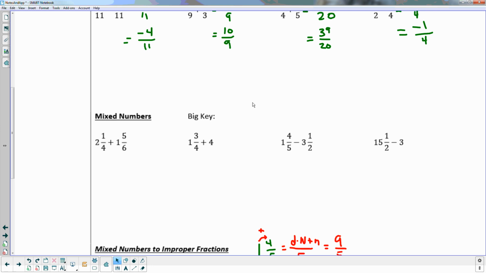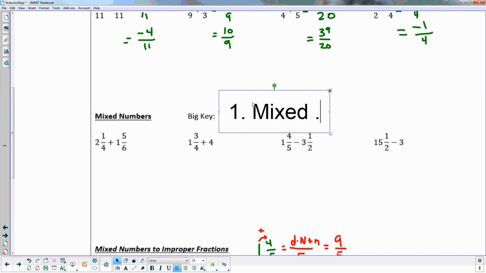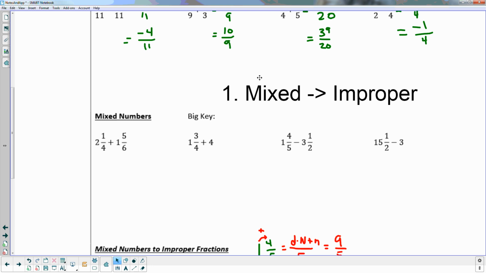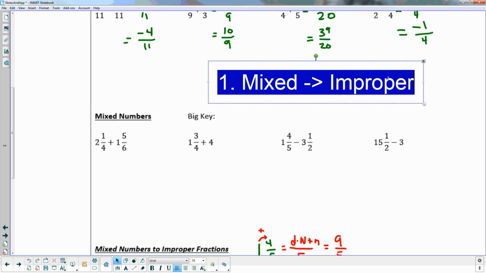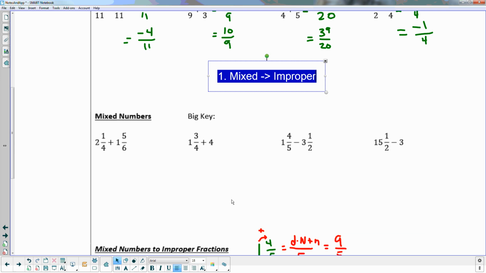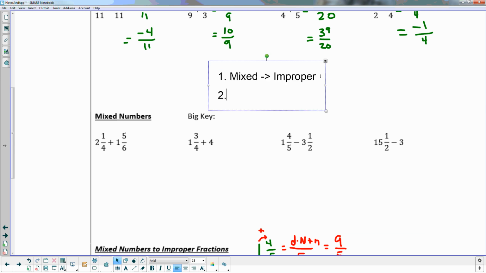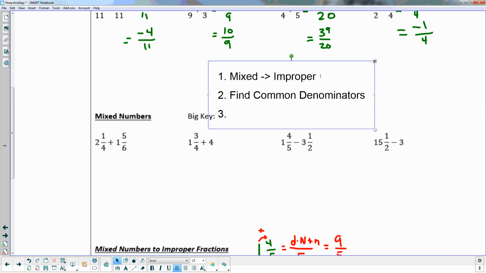The kind of steps we want to follow are as shown. The first thing I want to do is go mixed numbers, and I want to take that into improper fractions. Okay, that's the first thing that I want to do. Let me resize this a little bit. Step 2 will be find common denominators. Step 3, add or subtract. And step 4, simplify, if necessary, or if needed.